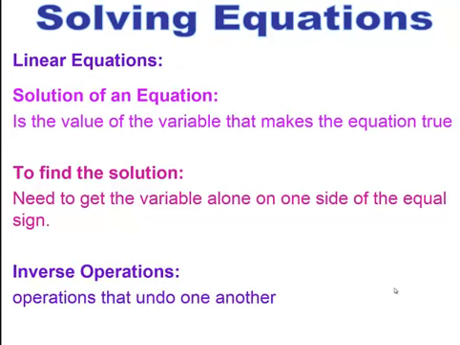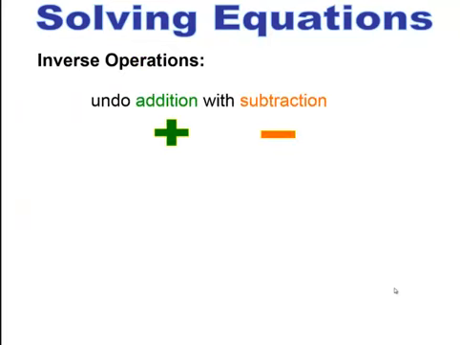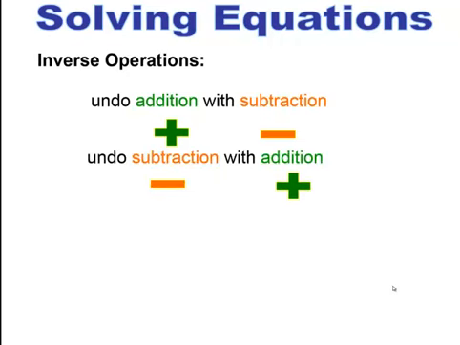To do this, you're going to use inverse operations, an operation that undoes another operation. So the inverse is the opposite of the operation going on. The inverse, or what undoes addition, would be subtraction. So in an equation, if you have addition and you need to isolate the variable, you would do the inverse operation of subtraction. And the inverse of subtraction is addition.